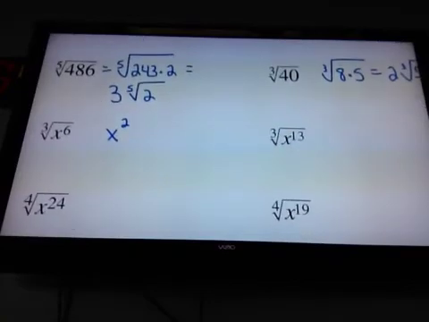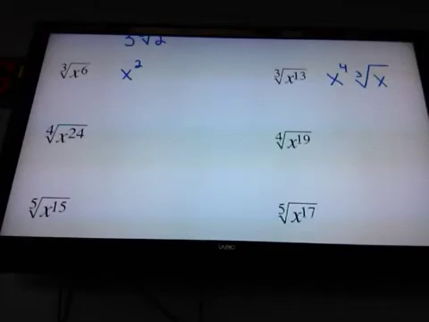Perfect cube root. 3 goes into 13 evenly 4 times with 1 left over. 3 goes into 14 evenly 4 times with 1 left over.